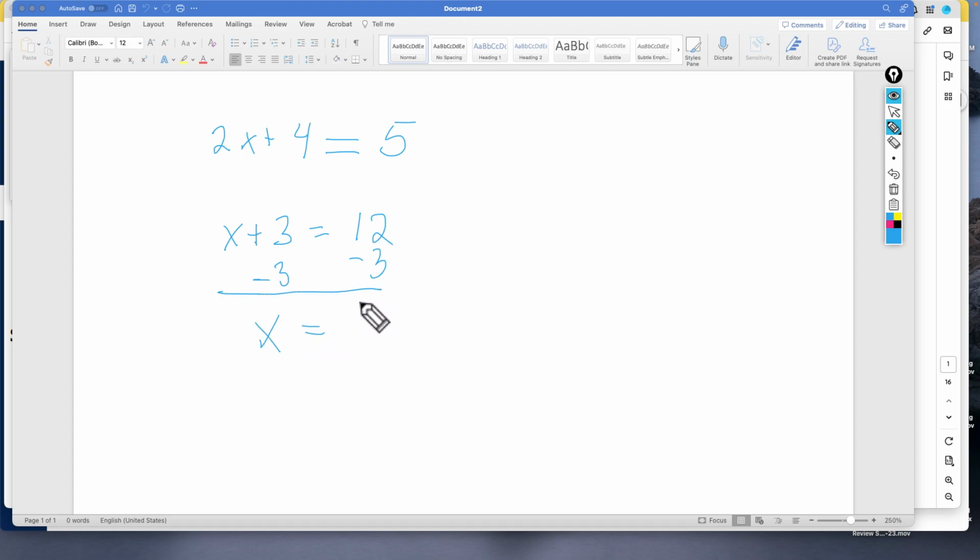X equals 9. Some of you might look at it, well, something plus 3 equals 12. Maybe you just visualize that's got to be 9, because I know 9 plus 3 is 12. That's another way to do it, but this is a formalized way, if you just do the opposite operation to both sides, you'll be able to solve for x. Okay, so if we have addition, we subtract. What if we had subtraction? What would we do with this one? Add. We would add, because that's the opposite.